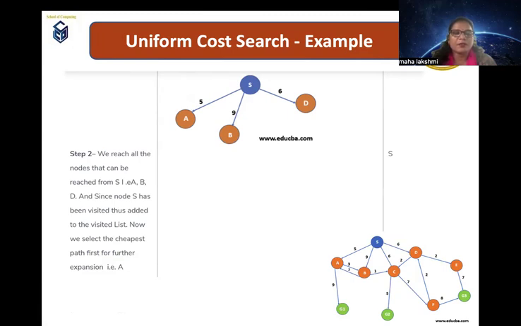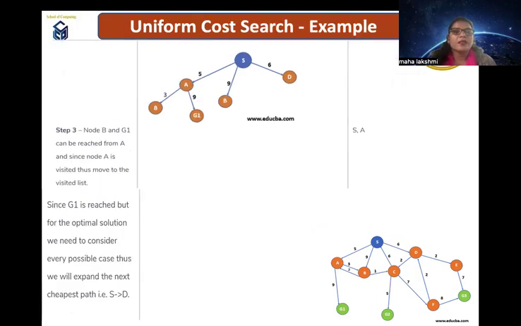Now we select the cheapest path first for further expansion, that is A. Here, in step 3, nodes B and G1 can be reached from A, and node A is visited already, so we move it to the visited list. Since G1 is reached, but for the optimal solution we need to consider every possible case, we will expand the next cheapest path, that is the path from source S to D.